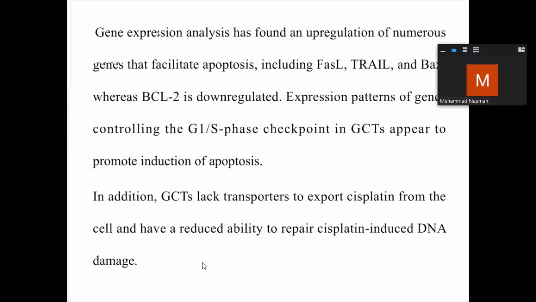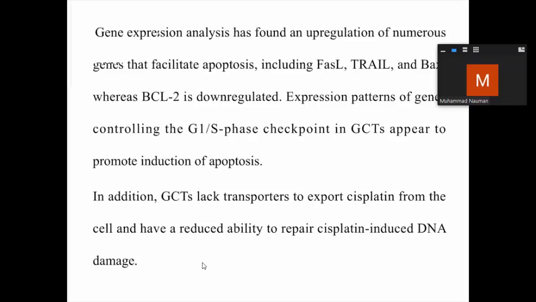Now, in a cell, there is a group of proteins called the BCL family. In the BCL family, there are receptor proteins, effector proteins and inhibiting proteins. The inhibiting protein which inhibits the process of apoptosis is the BCL2 protein, and the proteins which promote apoptosis are the PAX and PAK proteins and FAS ligand. Expression pattern of genes controlling the G1/S phase break point in germ cell tumor appears to promote the induction of apoptosis. In the cell cycle there are phases: G1 phase, S phase, the synthetic phase, and then G2 phase and mitosis.